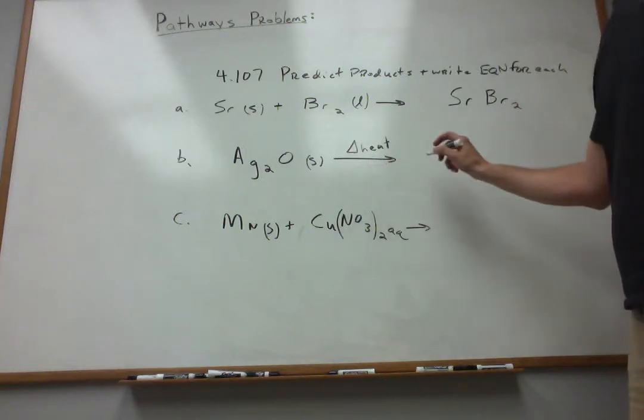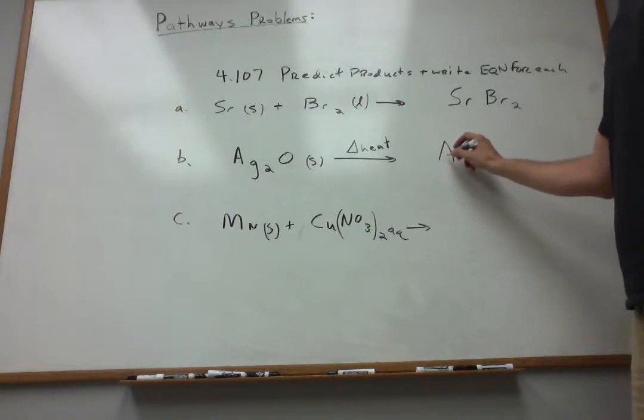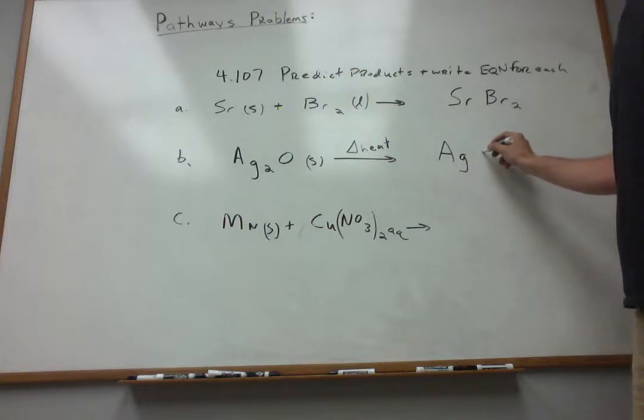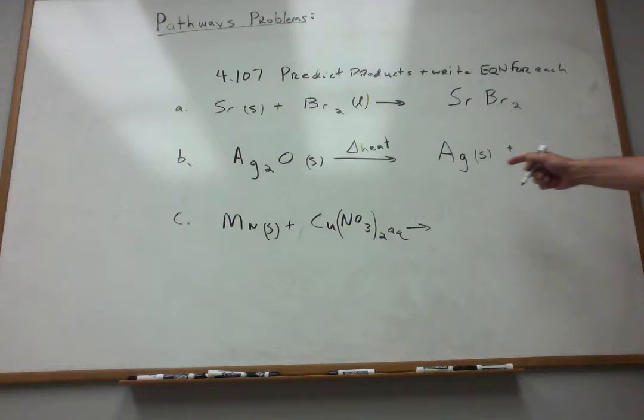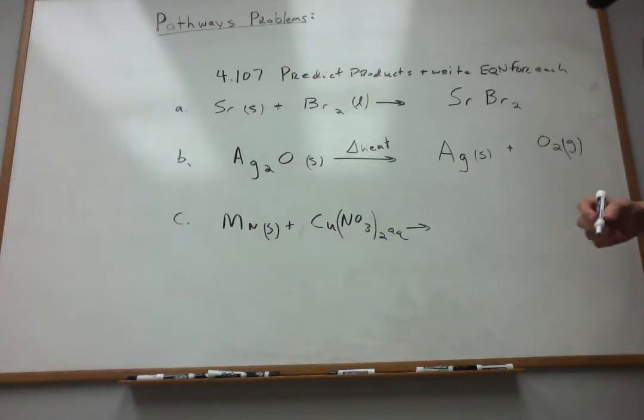So if this stuff is going to decompose, then we have to think about, okay, well, it's going to break down into its elements. Well, what is that? Well, silver is 1 silver solid. And then I guess I could make some oxygen. Oxygen comes packaged as O2, remember, as a gas in its elemental state.